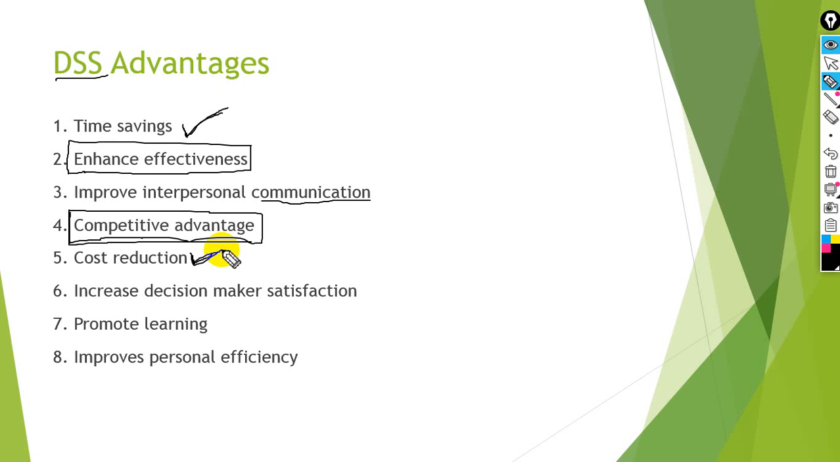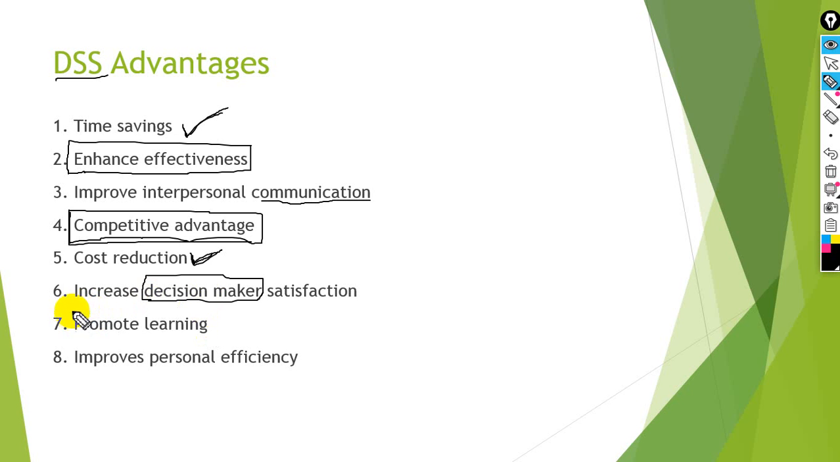Next, increase decision maker satisfaction. It also increases the decision making satisfaction. So it will satisfy the decision makers. The decision that this software is making will be an accurate decision. So because of that accuracy, it will increase the satisfaction of the decision maker.